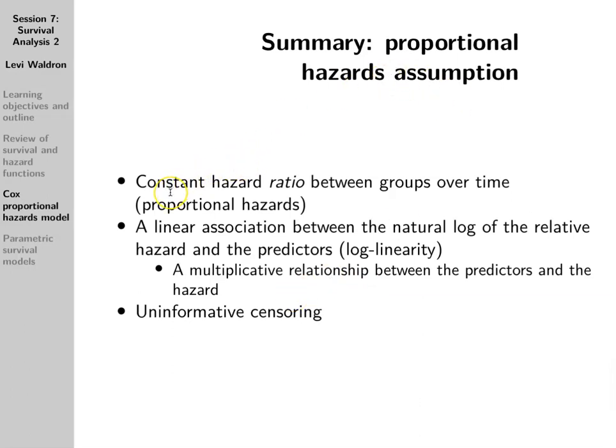So in summary, the proportional hazards assumption means a constant hazard ratio between groups over time. And that corresponds to a linear association between the natural log of the relative hazard and the predictors, and a multiplicative relationship between the predictors and the hazard, which is the basis for the inference that we did on the previous couple of slides. And just as a note, we also are assuming uninformative censoring. That's not so easy to deal with if that assumption is violated.